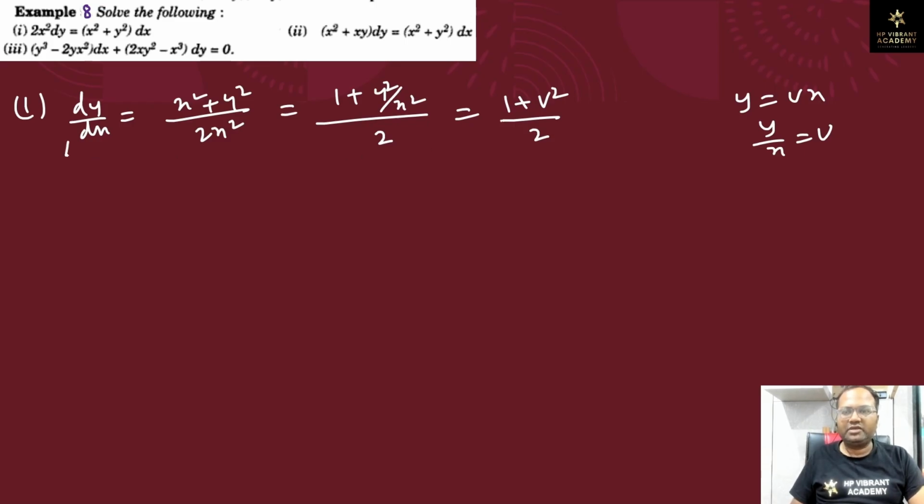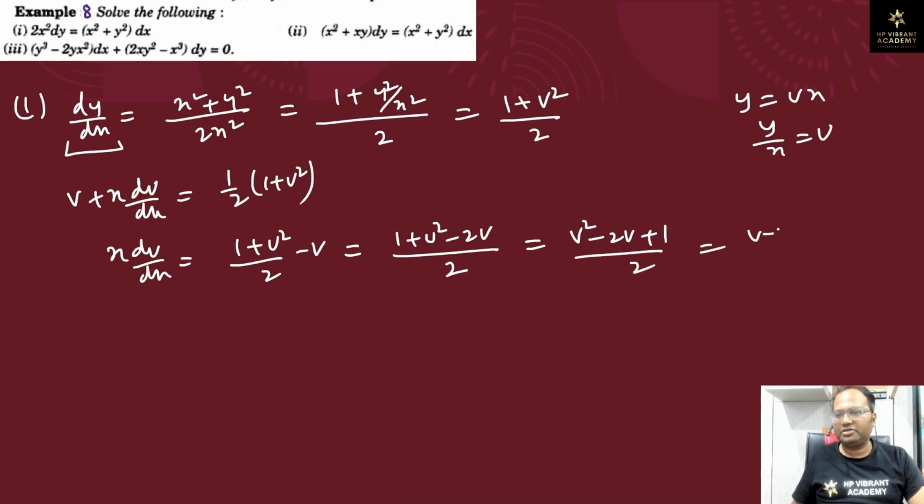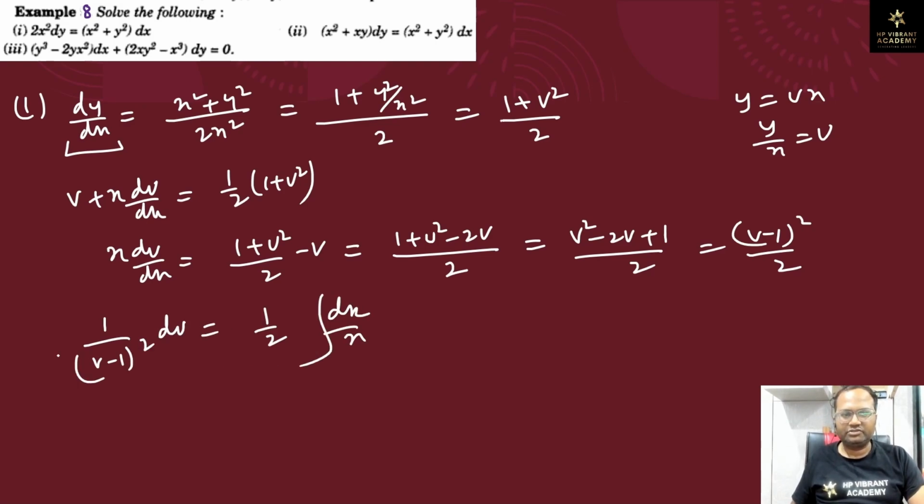Okay, and dy upon dx is v plus x dv upon dx is equal to half of 1 plus v square. So x dv upon dx is equal to 1 plus v square upon 2 minus v. So this is 1 plus v square minus 2v upon 2. So this is v square minus 2v plus 1 upon 2. So this is v minus 1 whole square upon 2. So 1 by v minus 1 whole square dv is equal to half of dx upon x, integration.